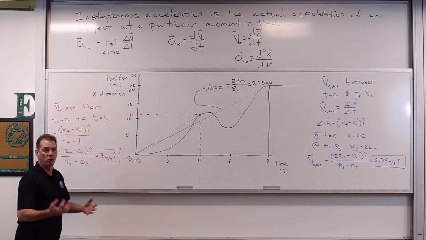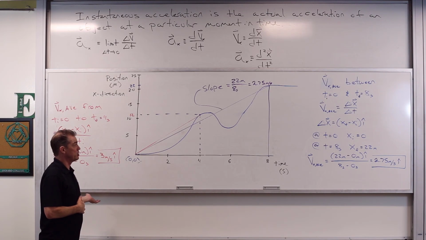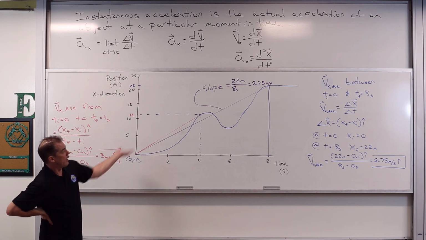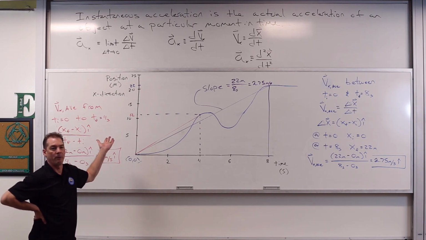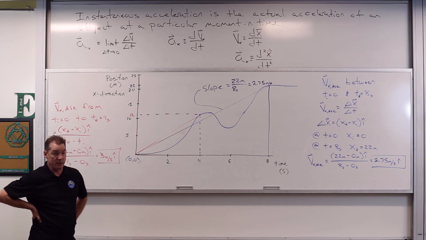All different slopes, thus we have all different averages, thus the instantaneous must be changing with respect to time. Otherwise, if it wasn't, we'd get the same everywhere. So there's one thing that we've got going on. There's some other things that we have too. We could have ourselves a negative average velocity.